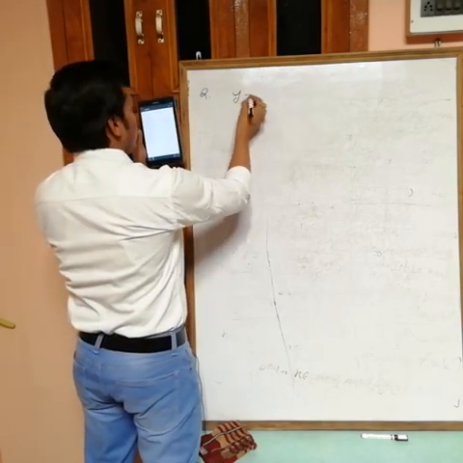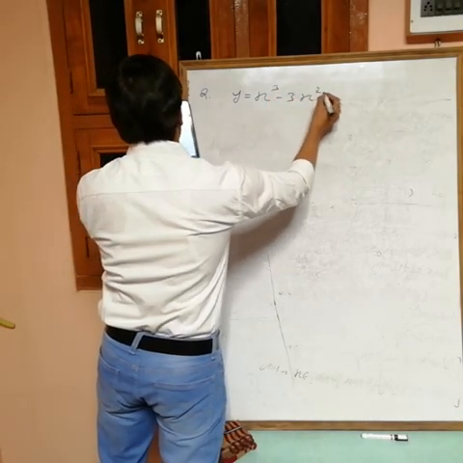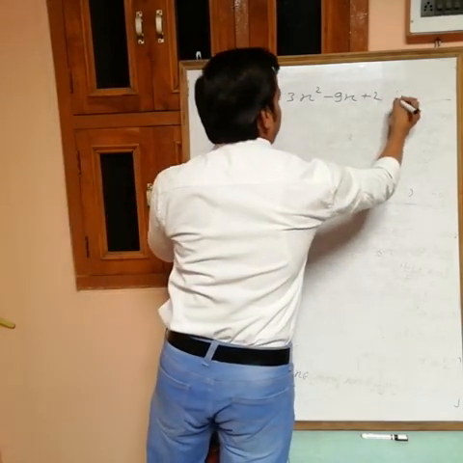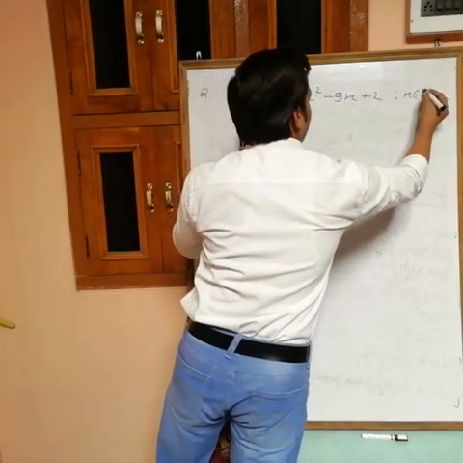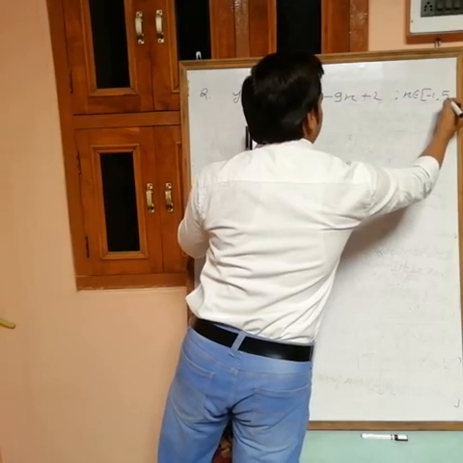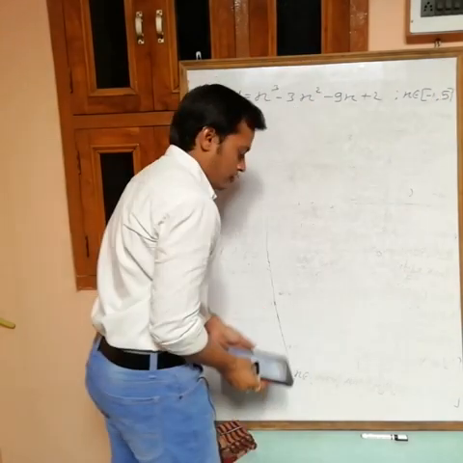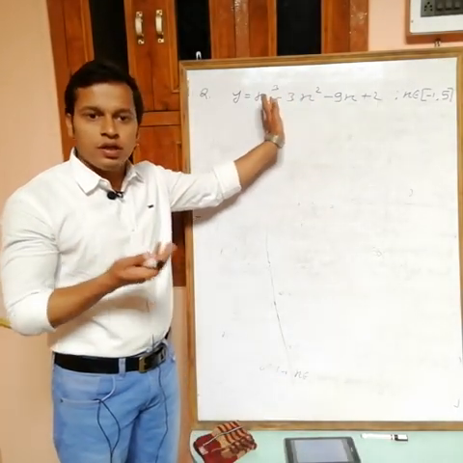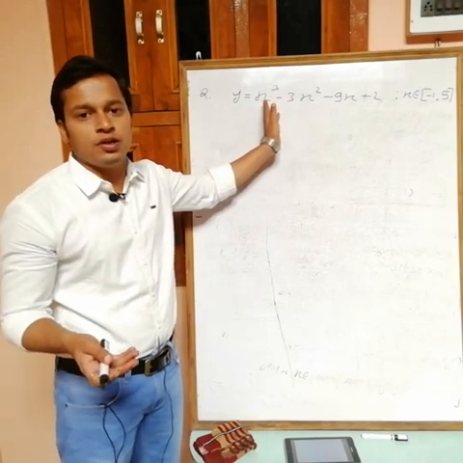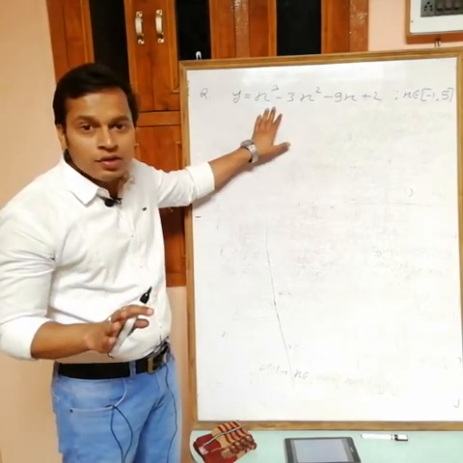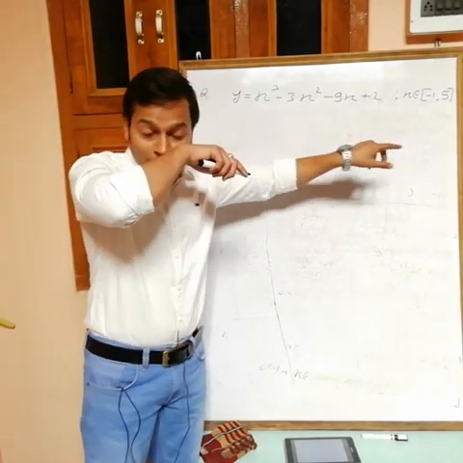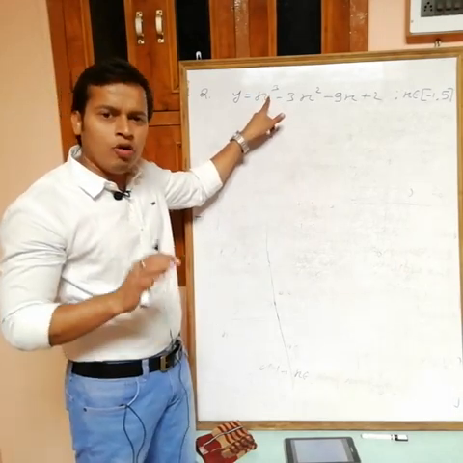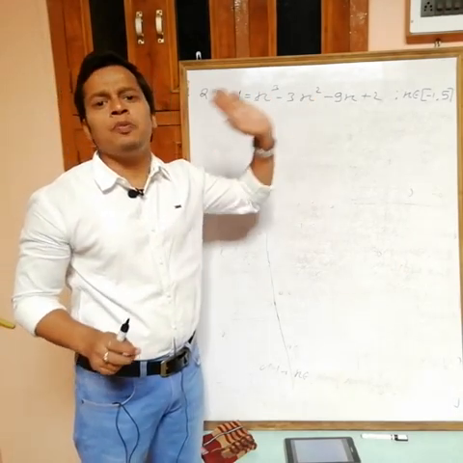Again we want the range of y equals x cube minus 3x square minus 9x plus 2, where x belongs to minus 1 comma 5. These both questions I am taking for an interval. But one minute, why are we taking an interval? If an interval is not given, then the range of this one is minus infinity to plus infinity. Remember one thing: if it is an odd degree polynomial, then you will always get range from minus infinity to plus infinity.